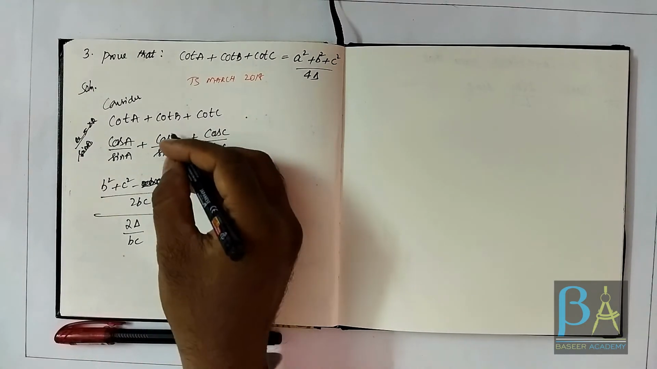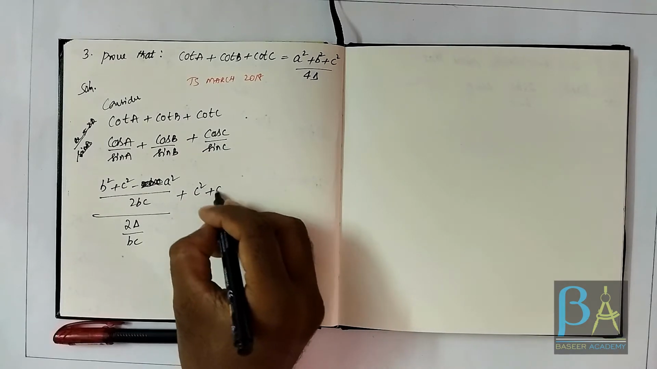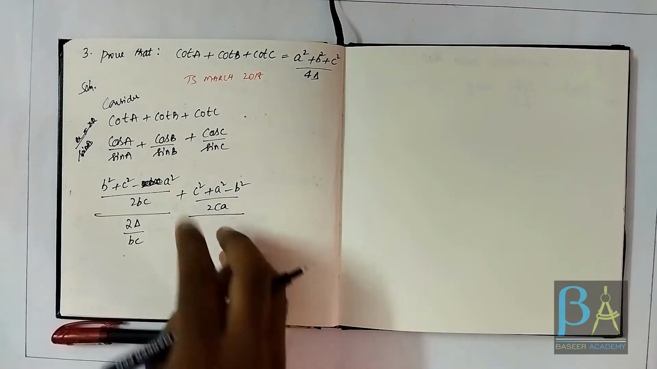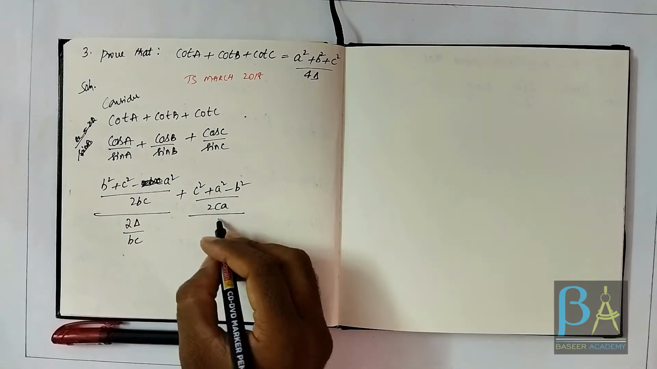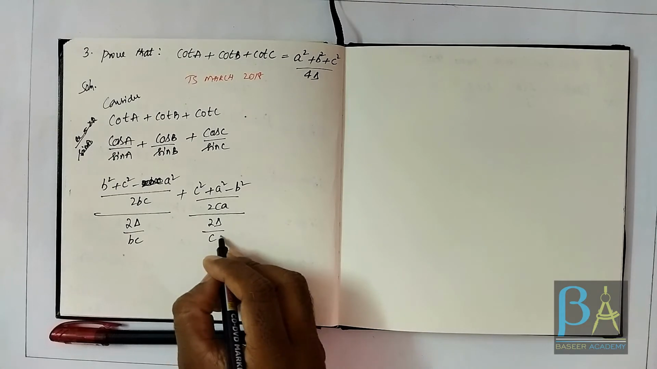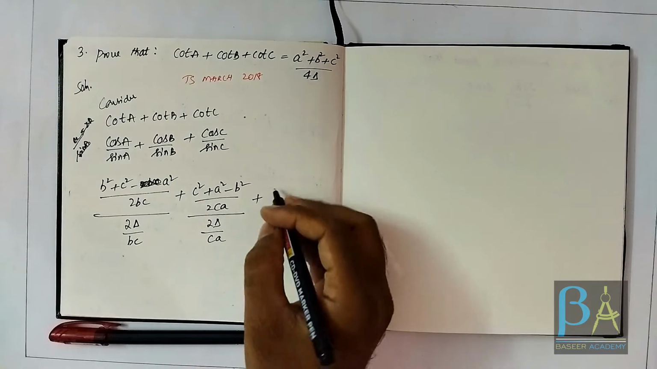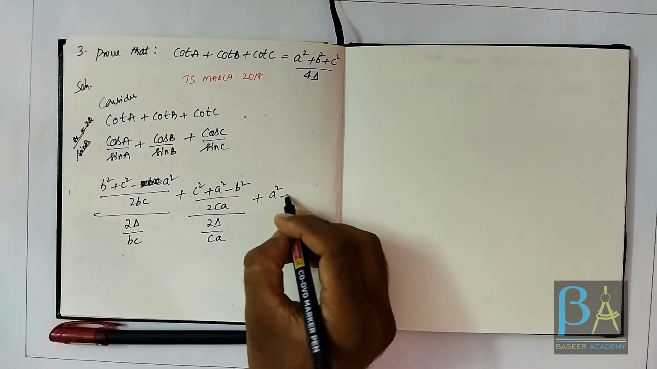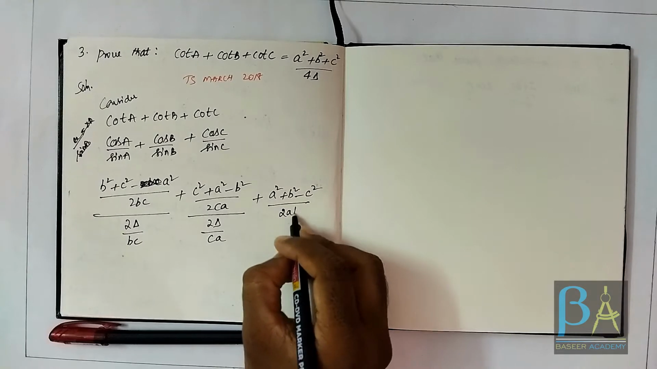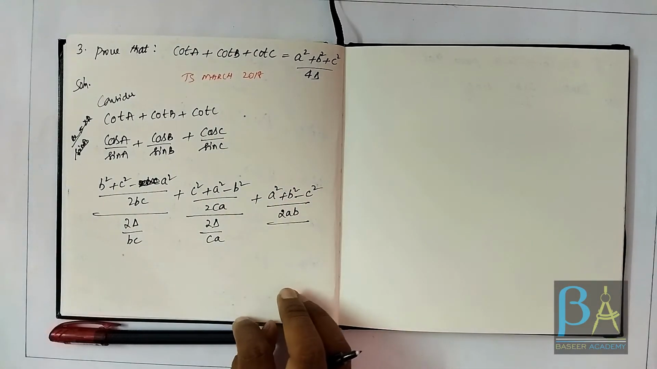Cos B, as per the cosine rule, you know that cos B should be C square plus A square minus B square by 2CA. And then sin B should be 2 delta by CA. Now cos C, as per the cosine rule, has to be A square plus B square minus C square by 2AB. I already told you how to remember the cosine rule.